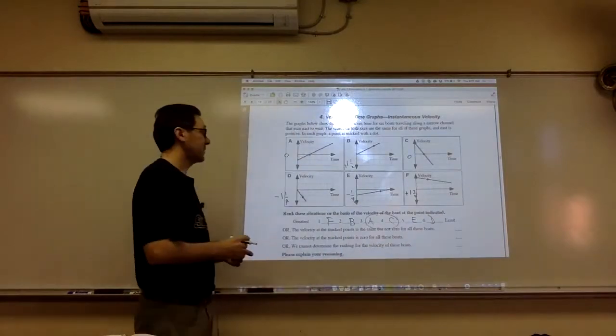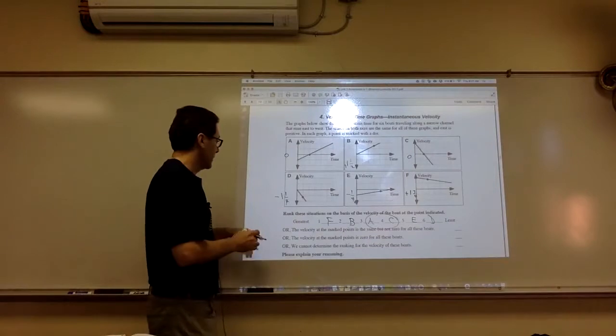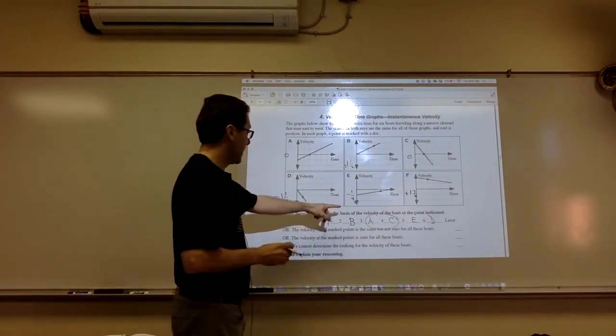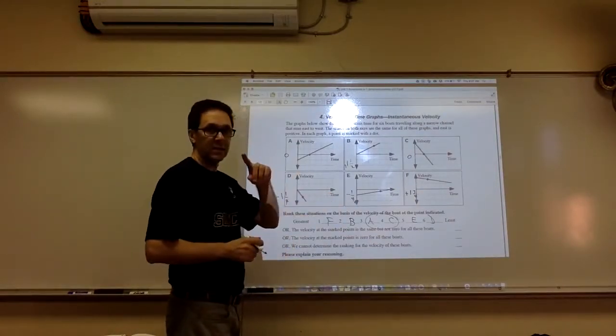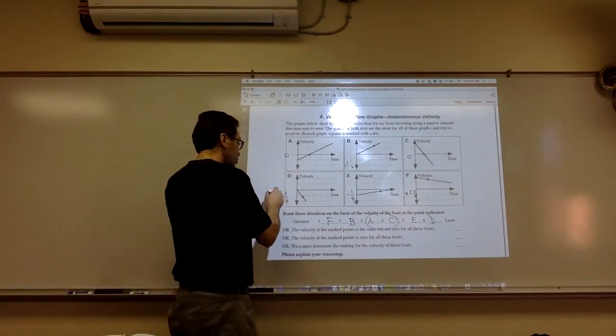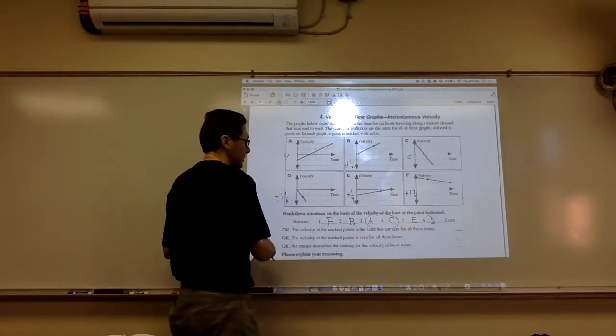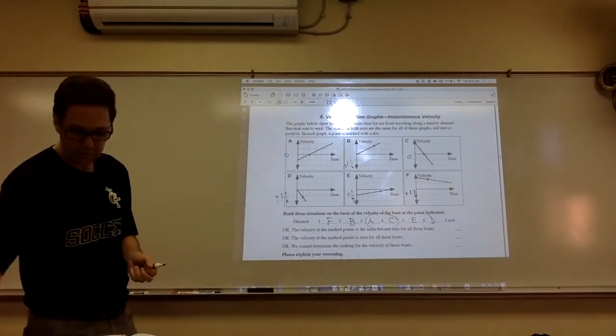Now, just as a sidetrack, if they tell us that we're looking to rank the magnitude of velocity, it just means you drop the negatives. So if it says the magnitude, you drop this, you make that a positive, you make that a positive, right? And then you rank them based on that. Okay, but it's not asking you for that.